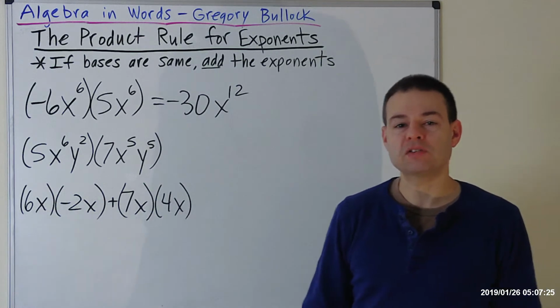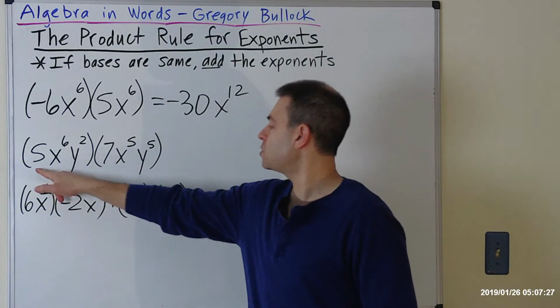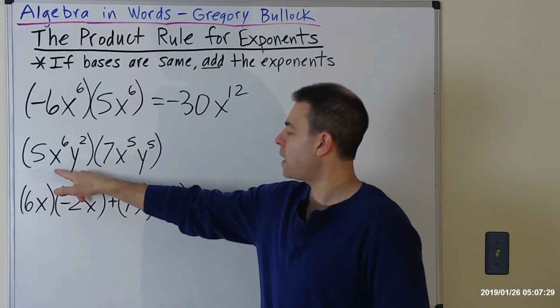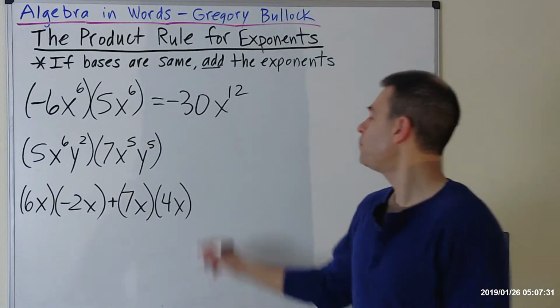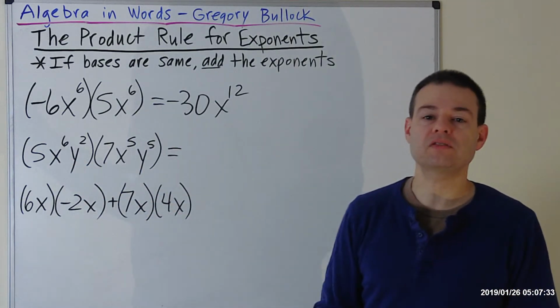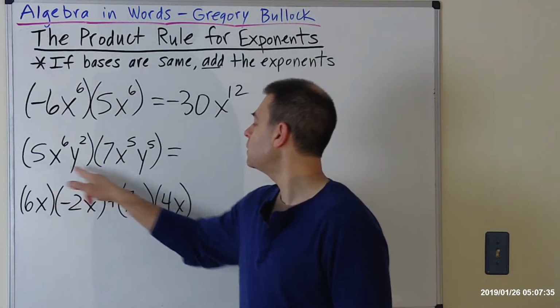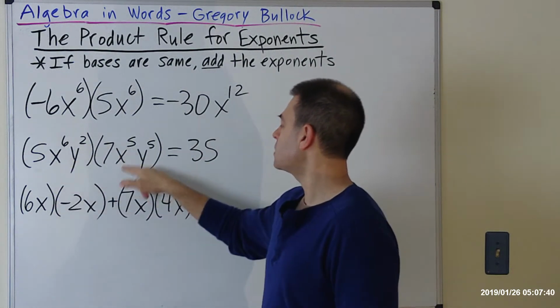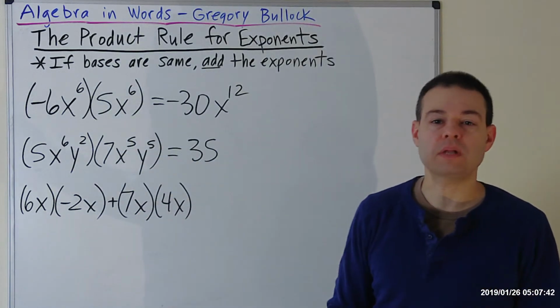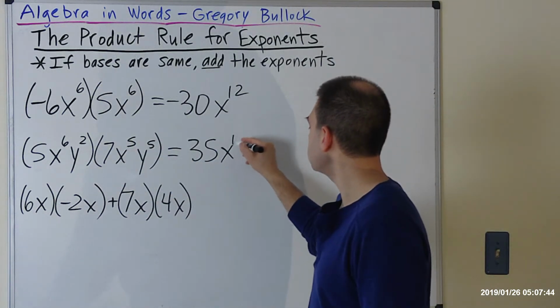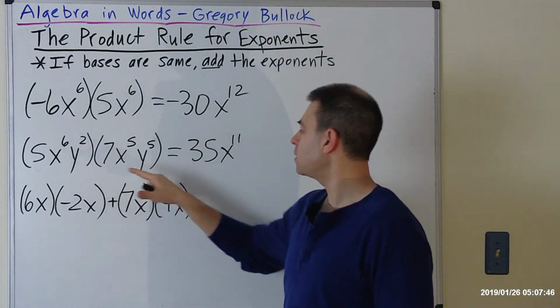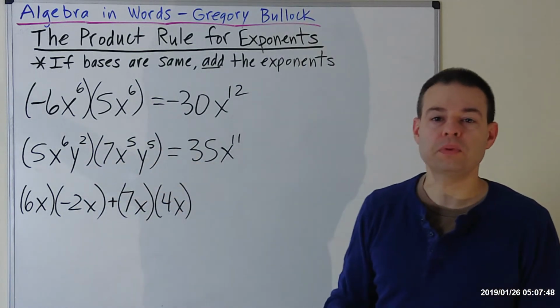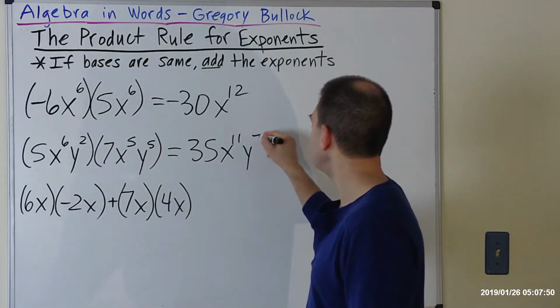Now let's look at the next one. Again, not that much more difficult, but we have a coefficient and an x variable, and a y variable in both. So start from left to right, start with the coefficients. 5 times 7 is 35. X to the 6th times x to the 5th, think of 6 plus 5, is x to the 11th. And y squared times y to the 5th, think of 2 plus 5, is y to the 7th.